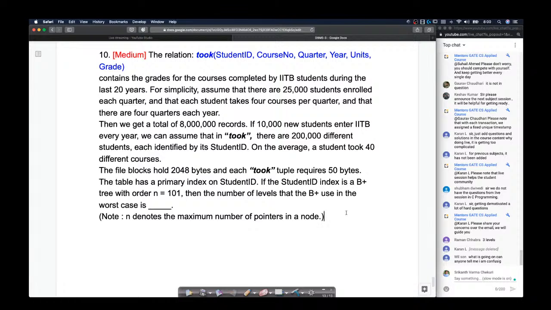Again, please read these questions carefully. It's a lengthy question to read, but it's an easy question if you know the concept of B plus trees.